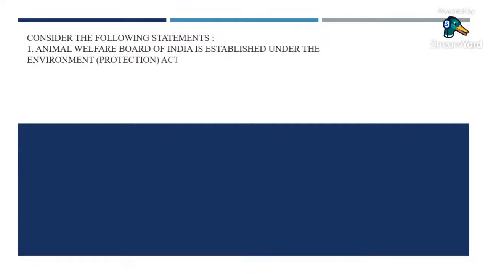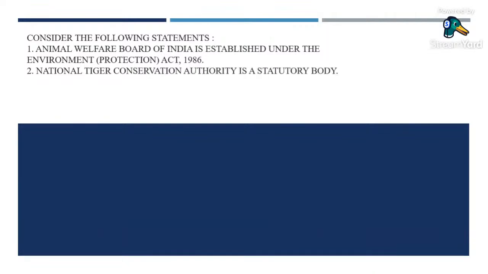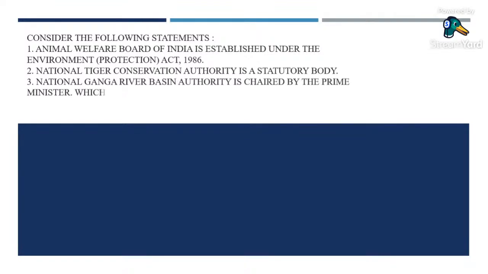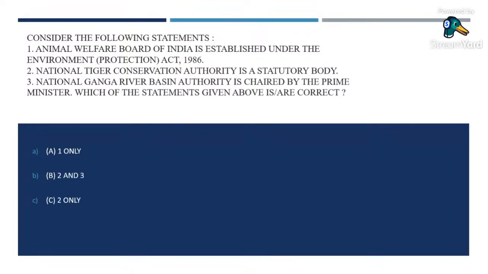Consider the following statements. 1. Animal Welfare Board of India is established under the Environment Protection Act 1986. 2. National Tiger Conservation Authority is a statutory body. 3. National Ganga River Basin Authority is chaired by the Prime Minister. Which of the statements given above is/are correct? A. 1 only. B. 2 and 3. C. 2 only. D. 1, 2, and 3.